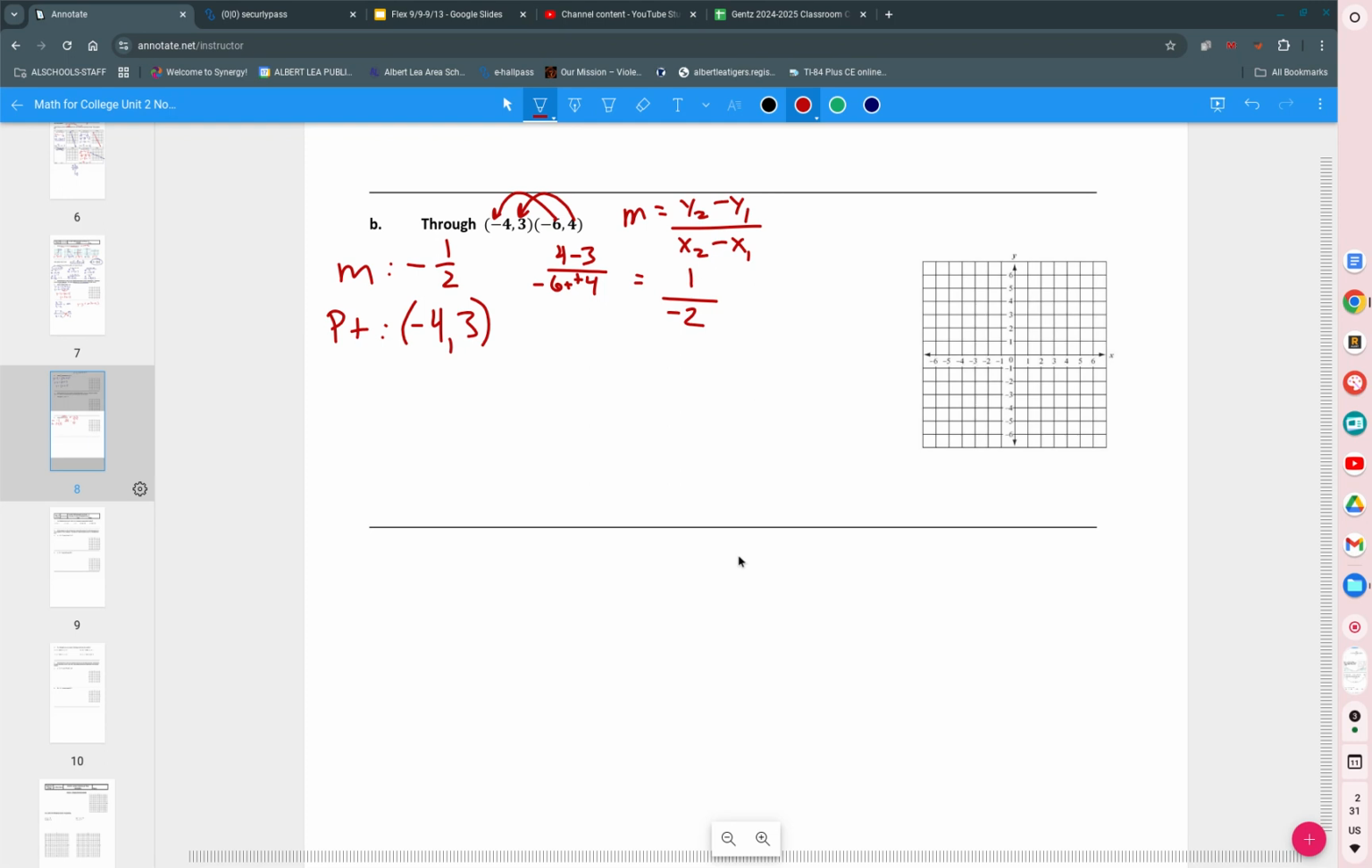Once you find the slope and you have the point, the rest is pretty straightforward, isn't it? We go straight into our point slope form. Y what? Minus 3 equals negative 1/2 times x plus 4.